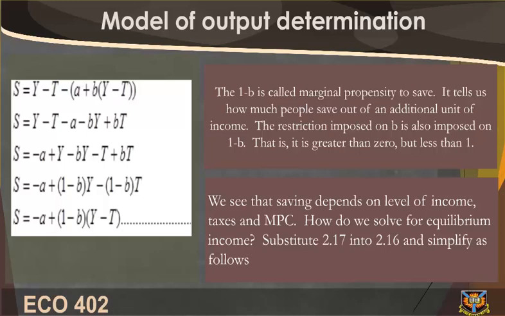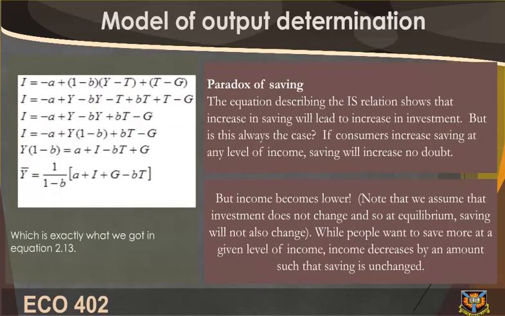How do we solve for equilibrium income? Substitute 2.17 into 2.16 and simplify as follows, which is exactly what we got in equation 2.13. Paradox of saving. The equation describing the IS relation shows that increase in saving will lead to increase in investment. But is this always the case?